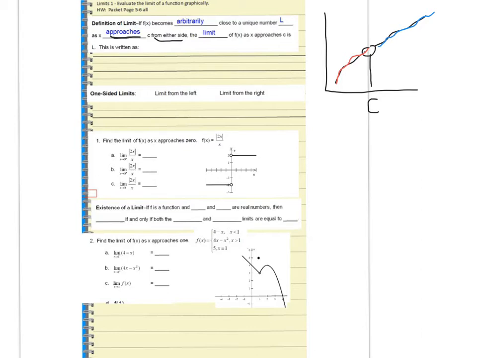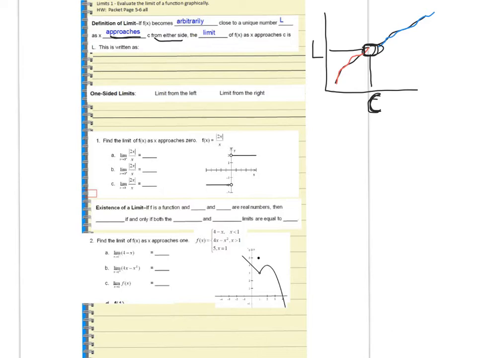And the question is, when I do that, am I approaching L, which is one specific y value? If I am approaching the same y value from the left and from the right, then we can say a limit exists at our x value. In this case, in our example, it's c. So back to our definition.